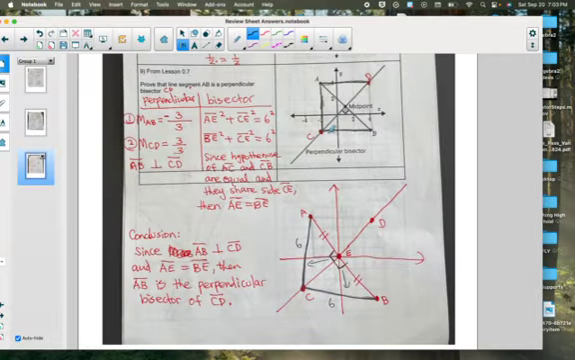Let's draw the rise over run for C and D. It's 3 over 3. Okay, 3 over 3. So that looks good. One is the opposite reciprocal of the other. So we can say that AB is perpendicular to CD.